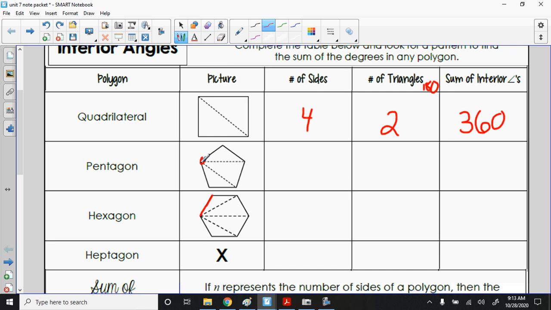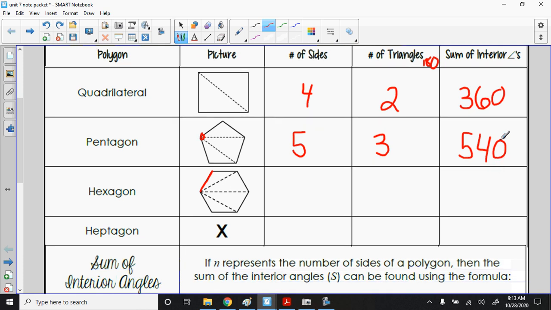So let's look at the pentagon. Pentagon, we have a 5-sided shape. I picked a corner. I drew as many diagonals as I could without drawing a side or intersecting any diagonal. So I couldn't draw this diagonal because that would intersect. So how many triangles would I have here? I would have 3. And then that's our multiplier, 3 times 180. There's your interior sum of every 5-sided shape.